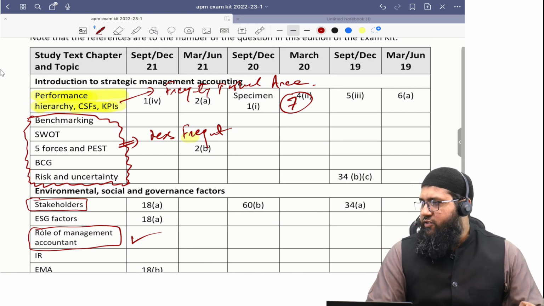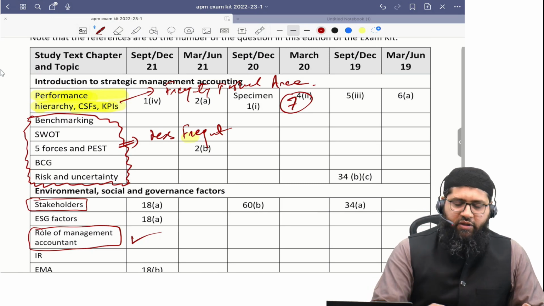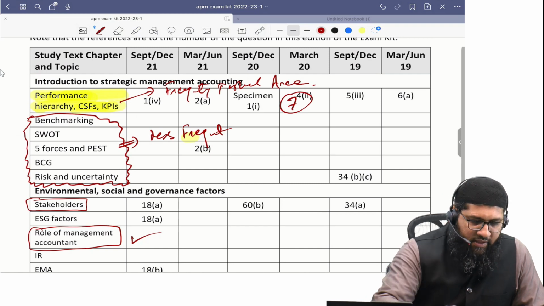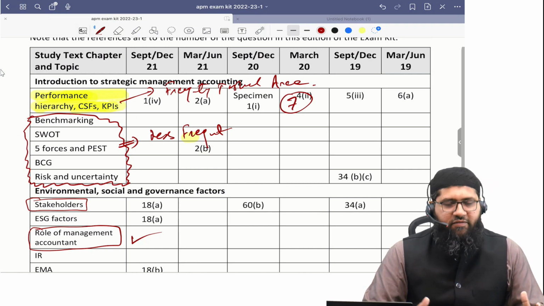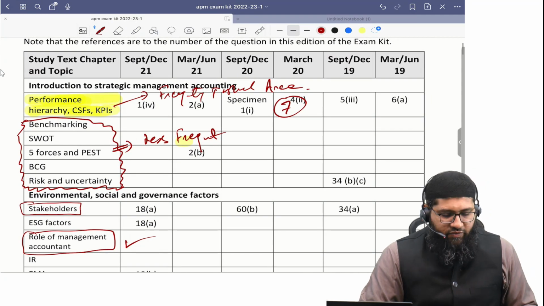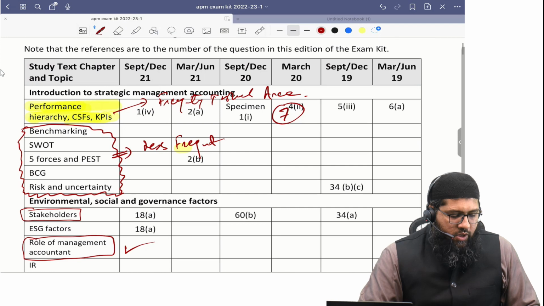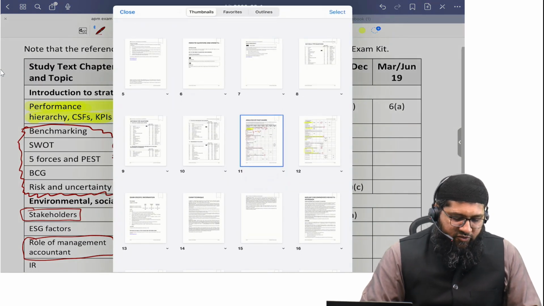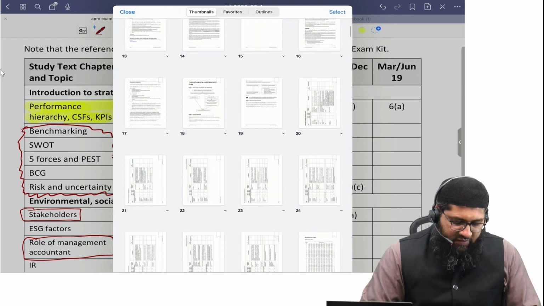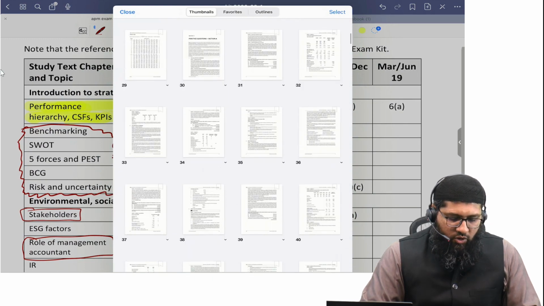These are the 7 areas you should never take a risk on, because if you are taking a risk on these areas, that means you are actually playing with your attempt. So that's something that you should not be doing. Just make sure that when you're preparing, you focus on these areas specifically. These are the areas which should be covered at any cost.